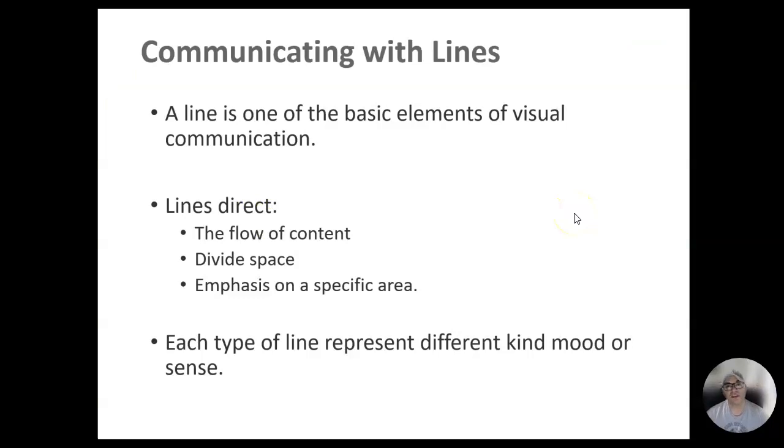So line is one of the basic elements of communication. They direct the flow of content, they divide space, and they give emphasis on a specific area. Each type of line represents a different kind of mood or sense. Depending on if something's a bigger stroke or much bolder, or if it's curvy, or if it's straight and rigid, they all have their own visual standing. And as they're organized together, they can create specific response types. That's pretty powerful if you're using the right message with it.